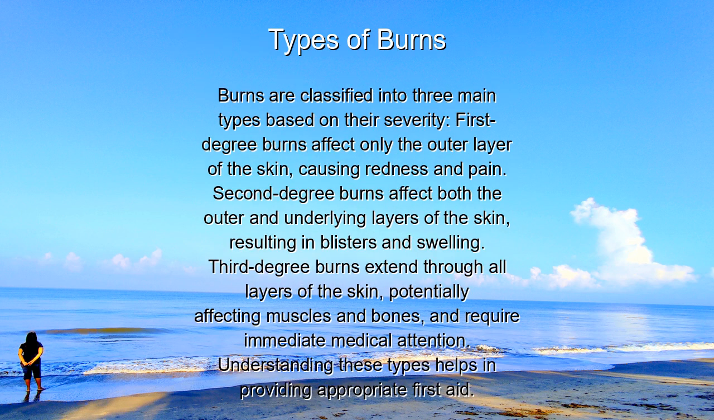Types of burns. Burns are classified into three main types based on their severity. First-degree burns affect only the outer layer of the skin, causing redness and pain. Second-degree burns affect both the outer and underlying layers of the skin, resulting in blisters and swelling. Third-degree burns extend through all layers of the skin, potentially affecting muscles and bones, and require immediate medical attention. Understanding these types helps in providing appropriate first aid.